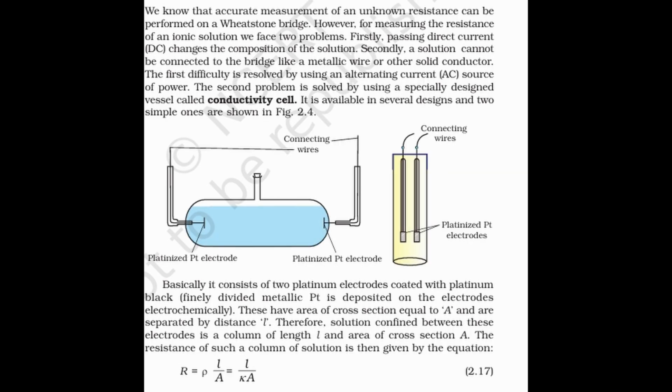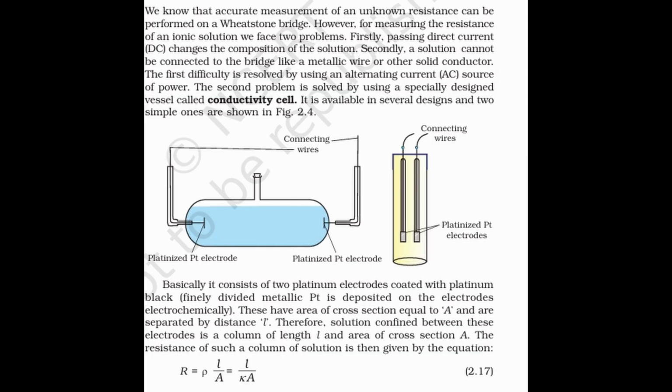To measure the conductivity of ionic solutions, we cannot use direct current because it changes the composition of the solution. Therefore, alternating current is used along with a specially designed conductivity cell. This cell contains 2 platinum electrodes coated with platinum black. The resistance of the solution between these electrodes depends on the distance between them and their area. The ratio of distance to area is called the cell constant.